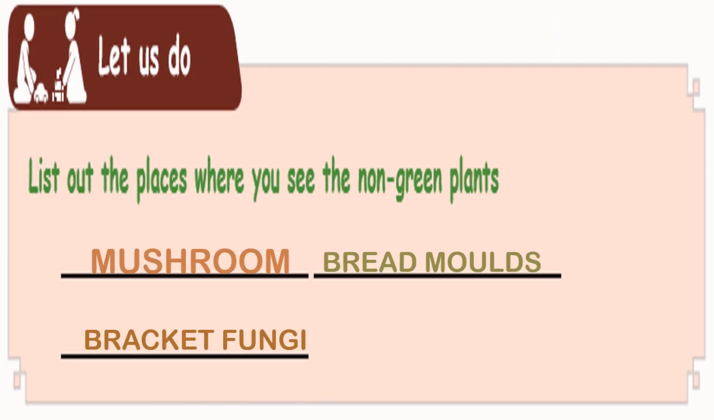Let us do. List out the places where you see the non-green plants. The non-green plants are mushroom, bread molds, and bracket fungi.